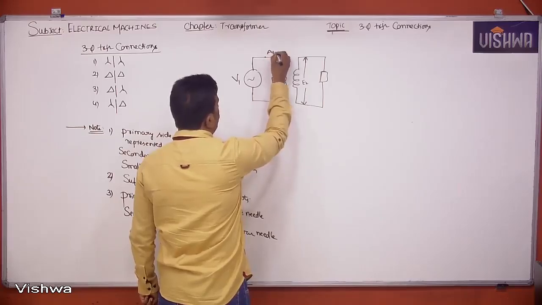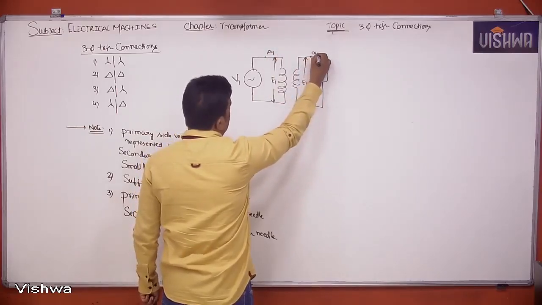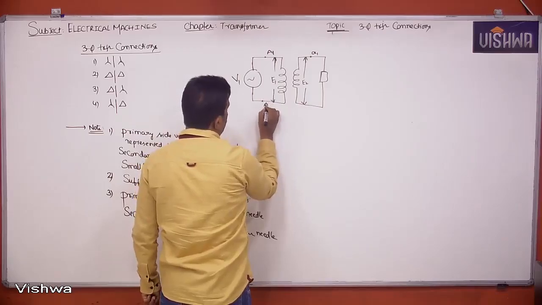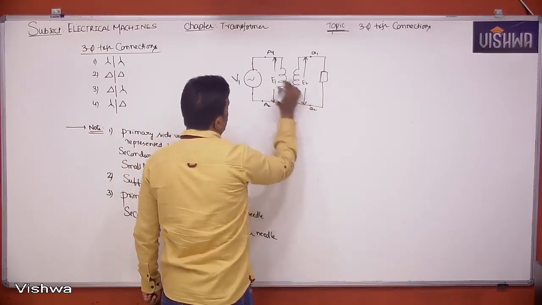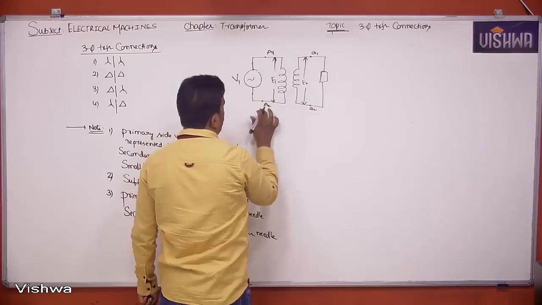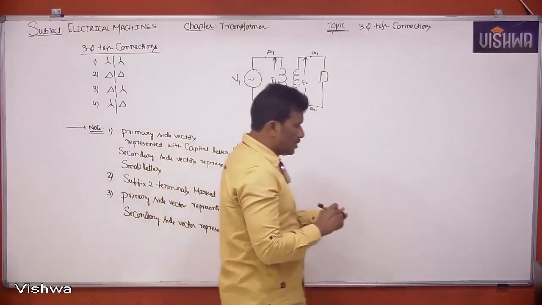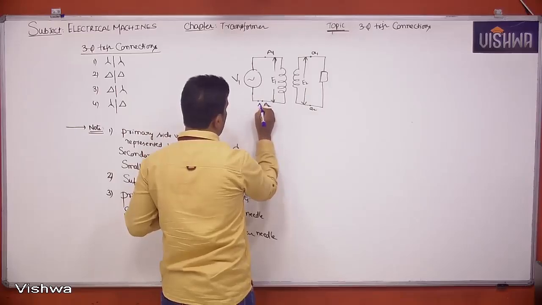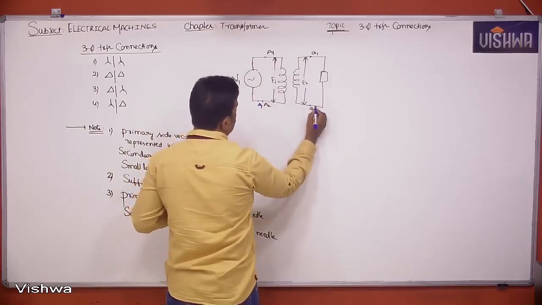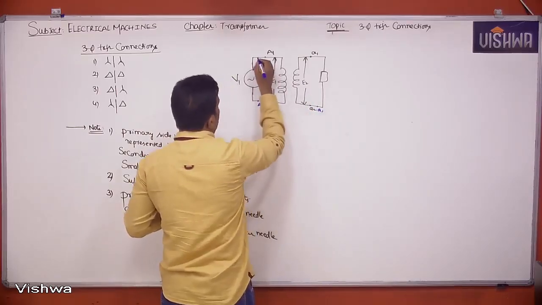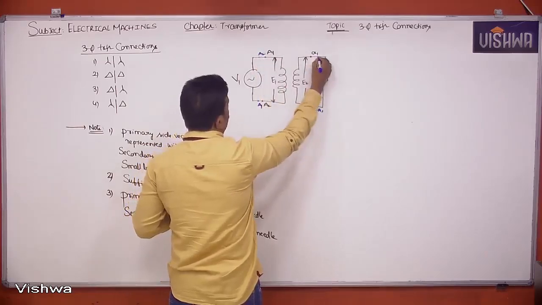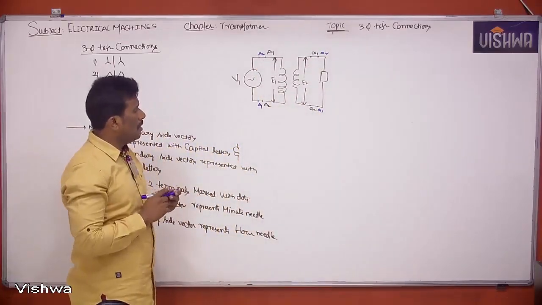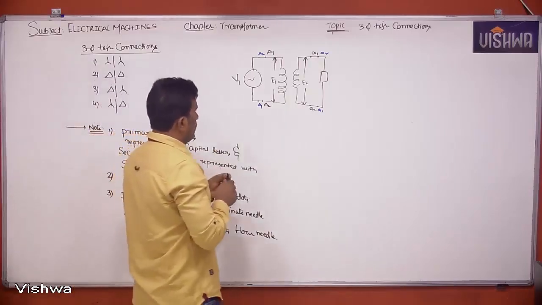That means what is the meaning? Suppose if it is capital A1, it is also small a1 on the secondary. If it is capital A2, it is small a2. Suppose you take this terminal as capital A1 and this becomes small a1. If it is A2, this becomes a2. That is the meaning, right?